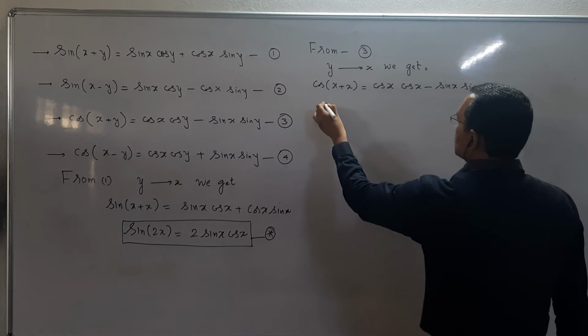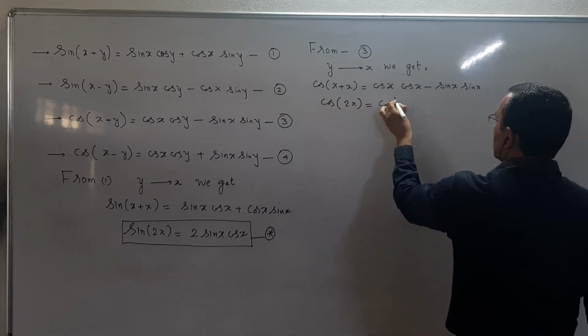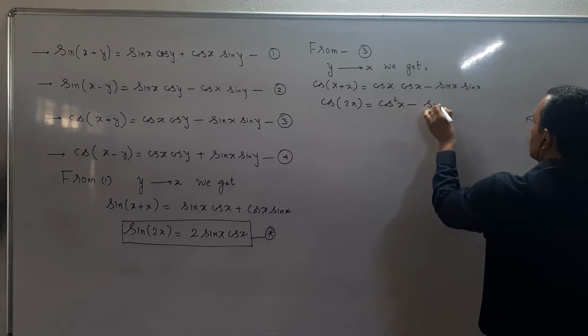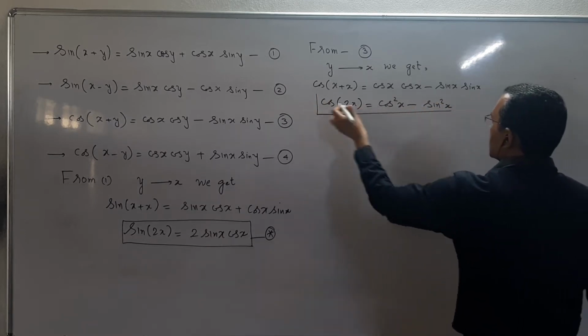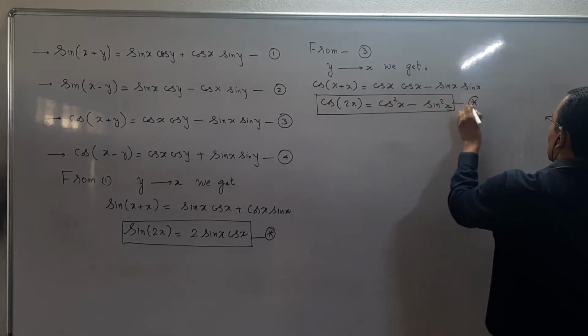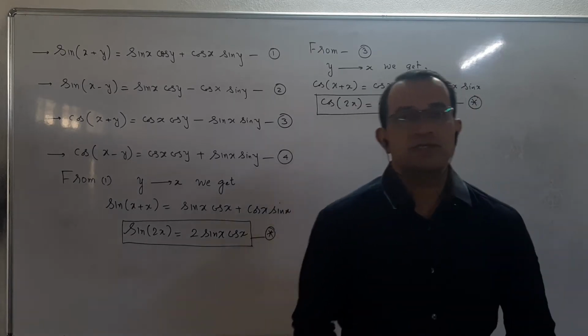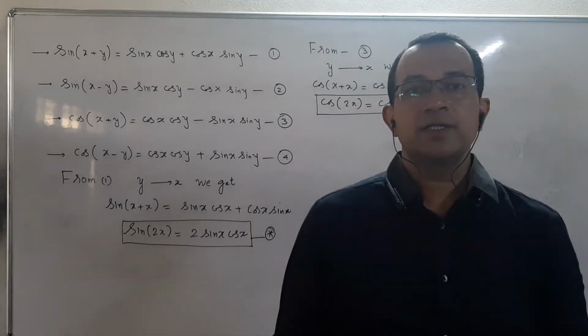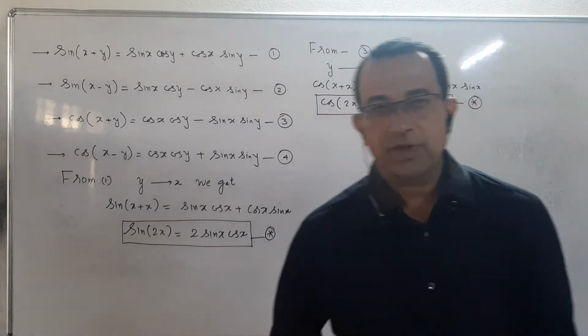x plus x is 2x, and this becomes cos square x minus sin square x. So this is our second new formula for the day. Students, this is our second new formula for the day.